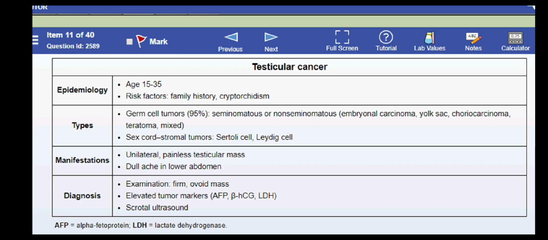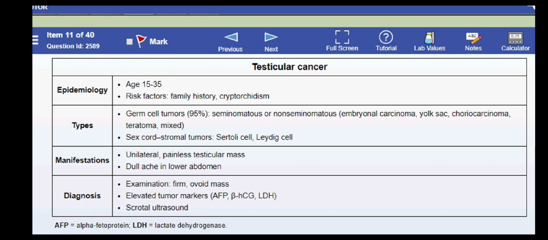We'll see a firm ovoid mass. We'll see elevated tumor markers like AFP, beta-hCG, LDH. The most important one is scrotal ultrasound. We'll see this mass with an irregular border, etc. So this is testicular cancer.